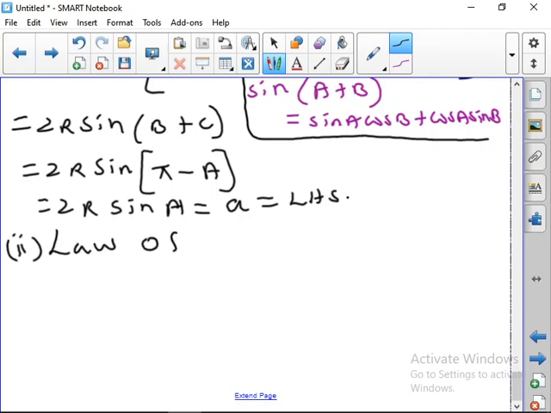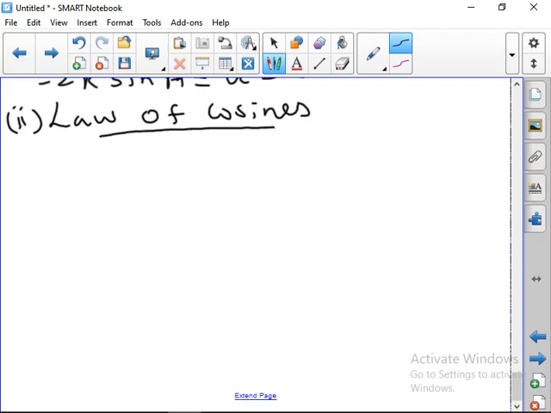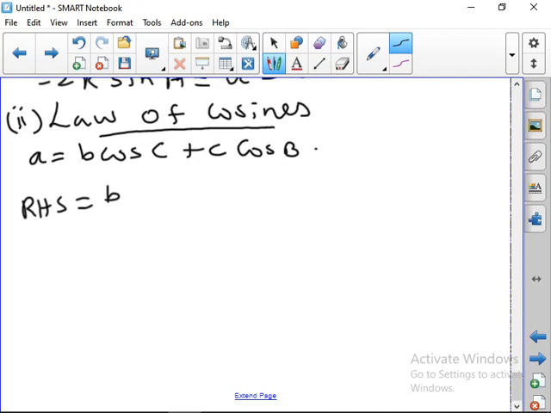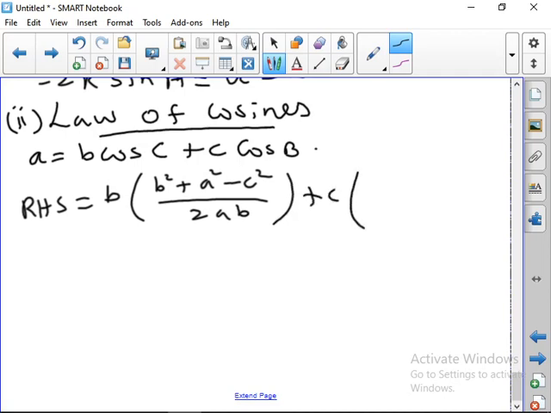Second one is law of cosines. So from law of cosines, we have to prove the projection formula. Okay. So again, what do we have to prove? a is equal to b cos c plus c cos b we have to prove. So here also you take the right hand side. So it is equal to b into cos c by cosine formula. What is cos c? b square plus a square minus c square by 2ab plus c into a square plus c square minus b square by 2ac.